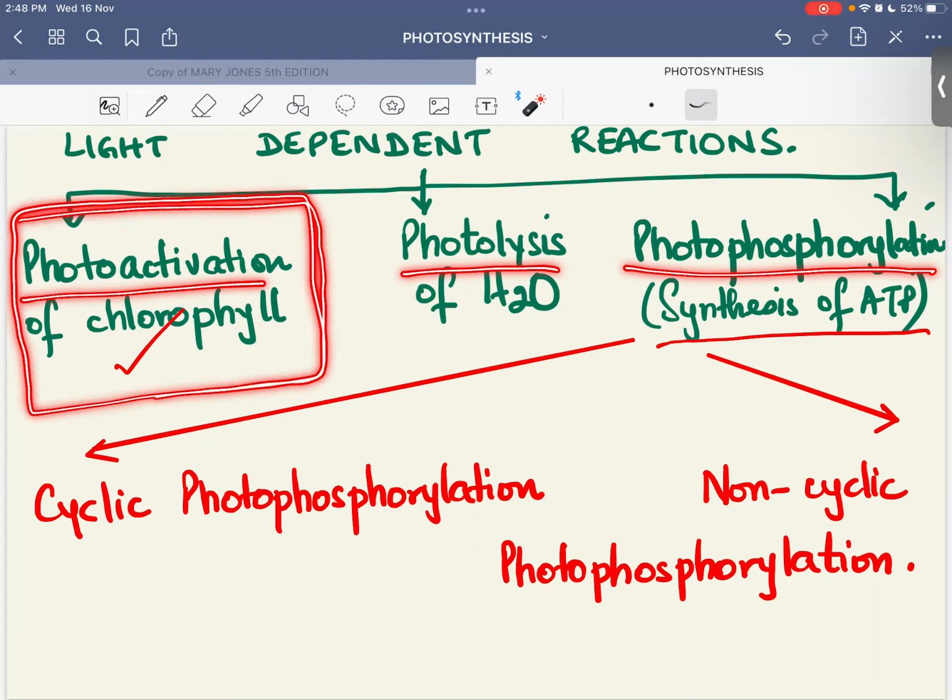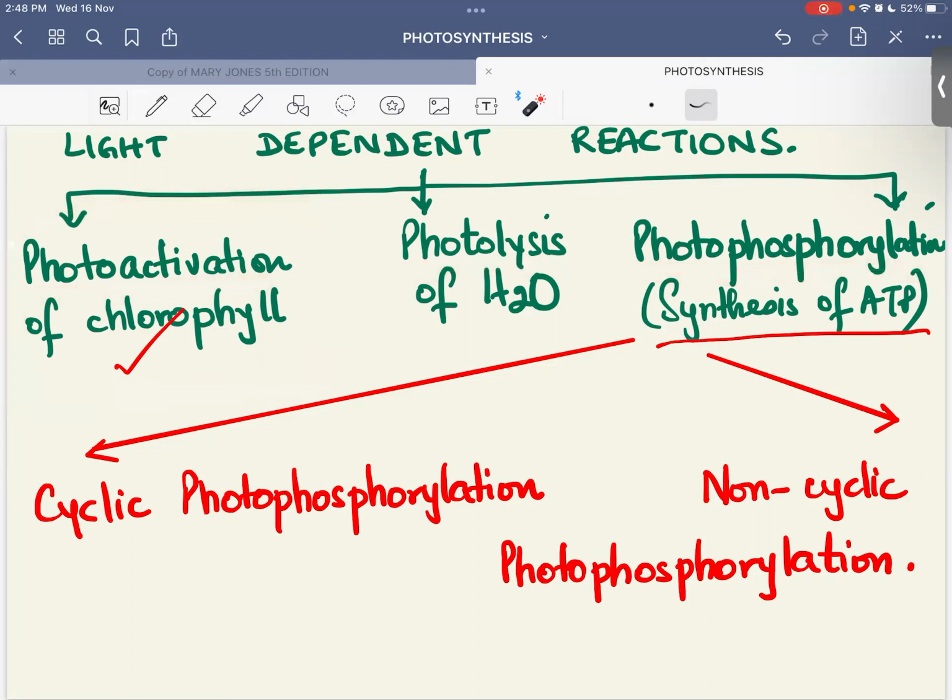I had to do this stage with you in the beginning. I did it last time. Yeah. क्योंकि हम photosynthetic pigments कर रहे थे, तो ये हो ही सकता है कि we do photosynthetic pigments and we don't do photoactivation of chlorophyll. So we've done that. We are left with photolysis of water and we are also left with photophosphorylation.